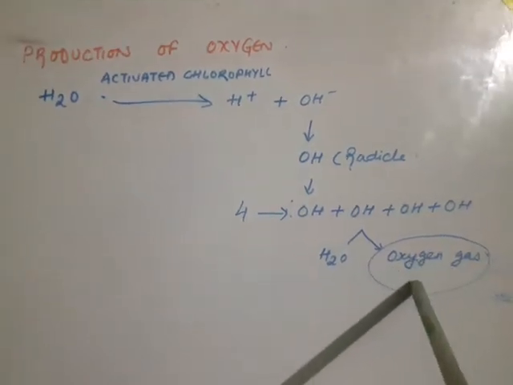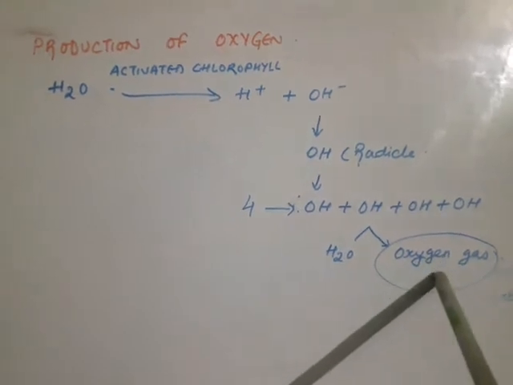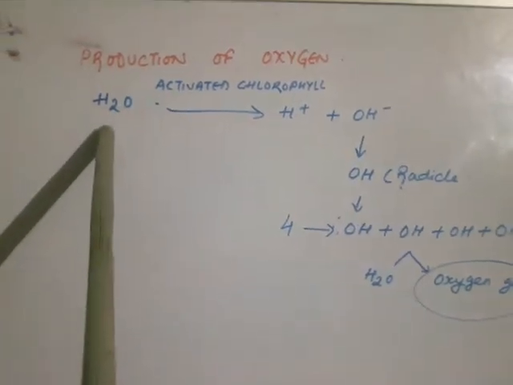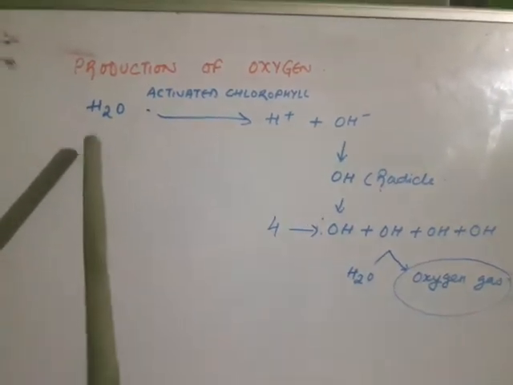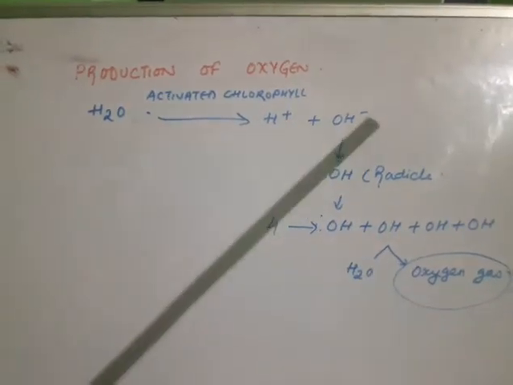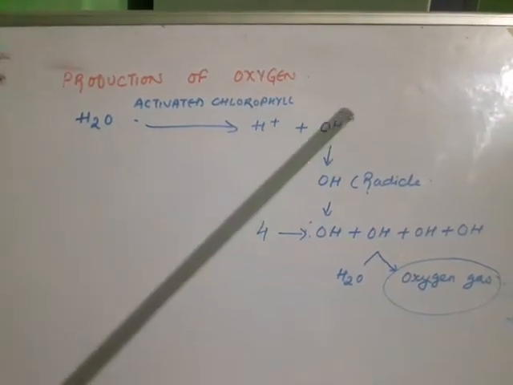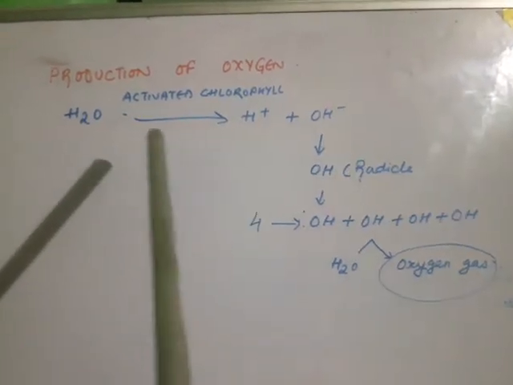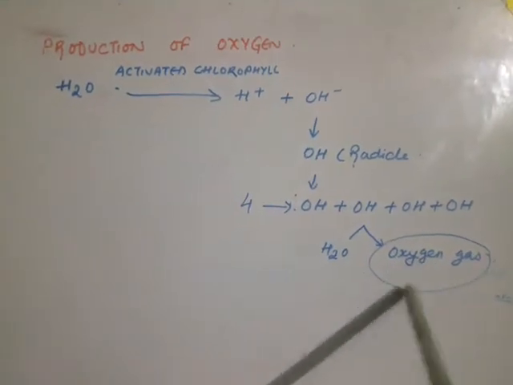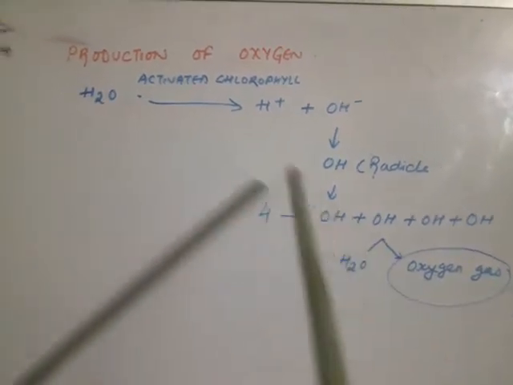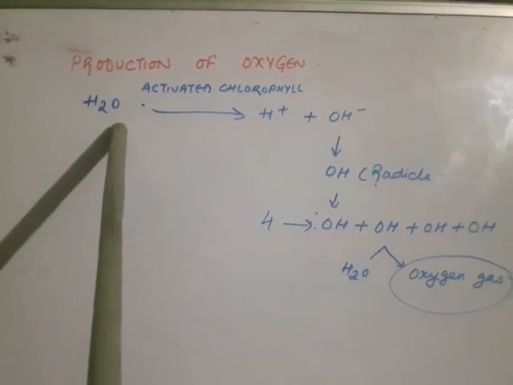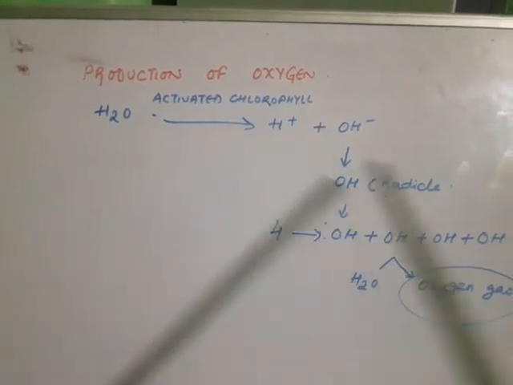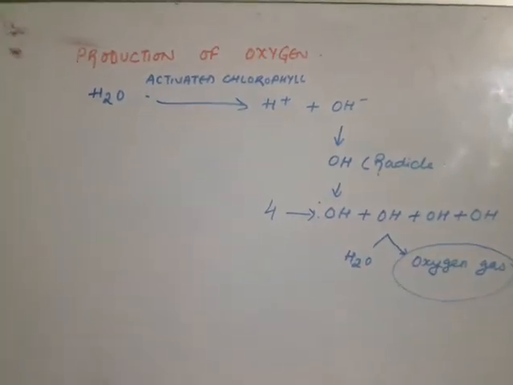So what is the source of the oxygen gas evolved during photosynthesis? This oxygen gas comes from water. Don't get confused. There is one more question. The source of oxygen present in glucose is carbon dioxide, because the oxygen of glucose comes from carbon dioxide. But the oxygen gas which is evolved, which comes out during photosynthesis, comes from water. Exactly this way the production of oxygen gas takes place in the third step of the light reaction.